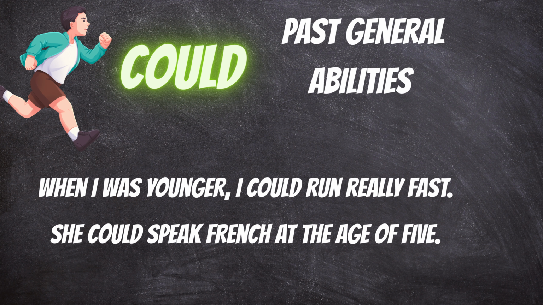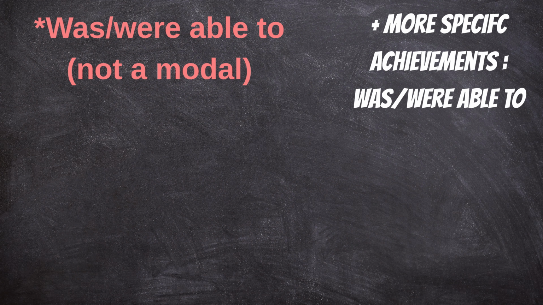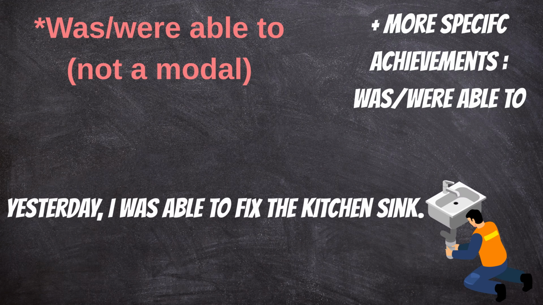general abilities. Like in the examples, when I was younger, I could run really fast. She could speak French at the age of 5. However, if you want to talk about more specific achievements in the past, we're going to use was or were able to, like in the sentence, yesterday I was able to fix the kitchen sink.